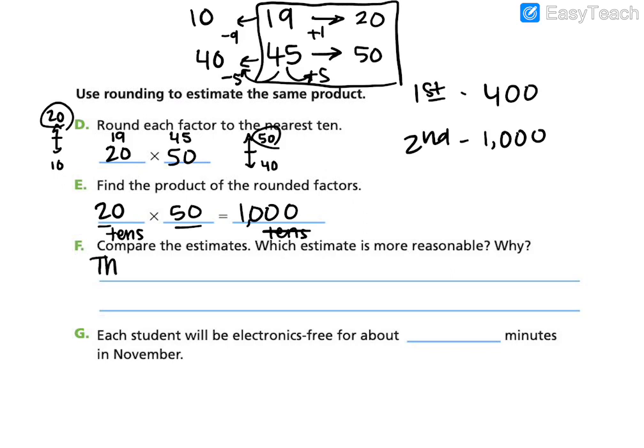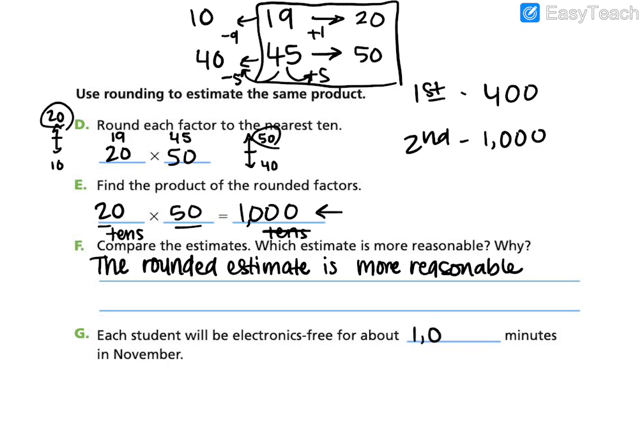The rounded estimate is more reasonable. Right? And your why. Why? Because 19 is closer to 20 than it is to 10. Okay, so we're looking for why it is reasonable. So then we need to determine each student will be electronics free for about, and we picked 1,000 as our more reasonable estimate. So for about 1,000 minutes.